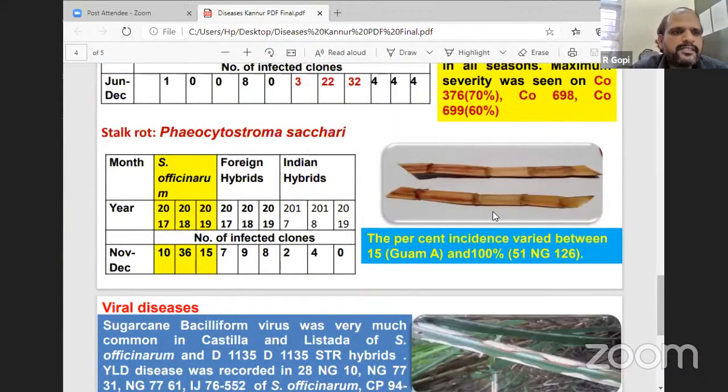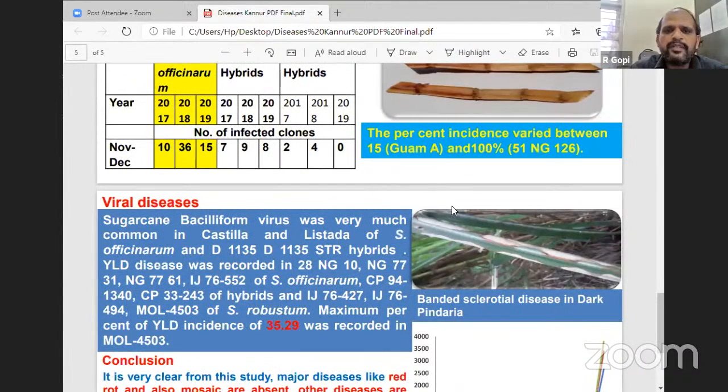So another important disease is stalk rot. It was first found in our station by Viswanathan and his co-workers. 3 groups, Saccharum officinarum, foreign hybrids, and Indian hybrids, were found infected with this disease. However, Saccharum officinarum contributed more. In 2017 it was 10, in 2018 36, and in 2019 15. The percent incidence ranged between 15% in the case of Goyam A and 100% in the case of 51NG126.